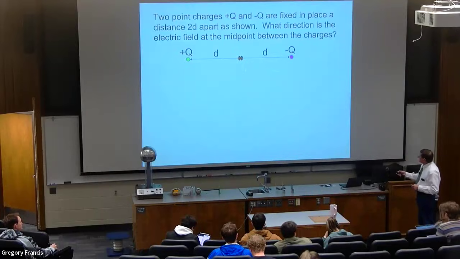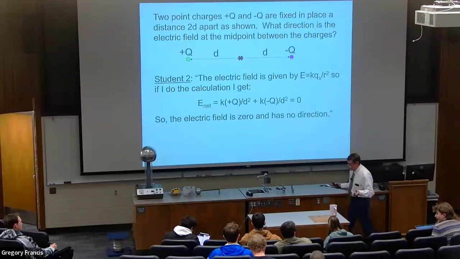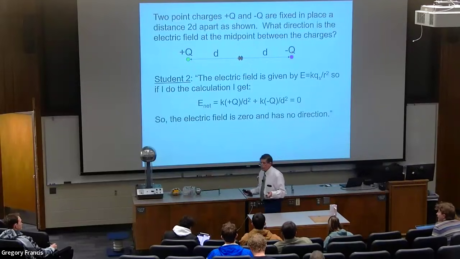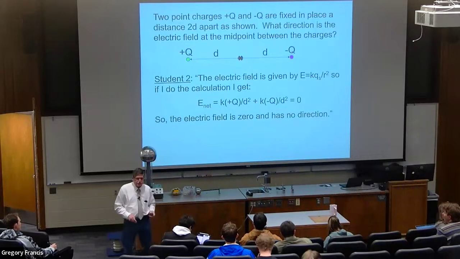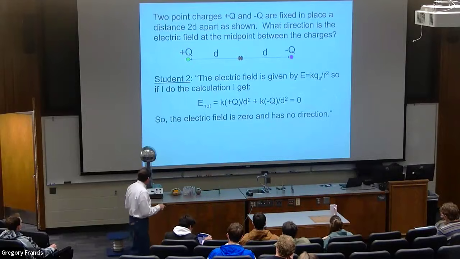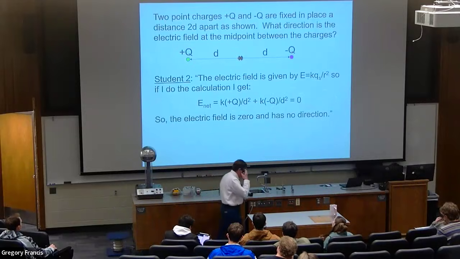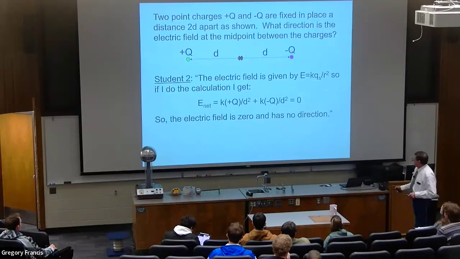What direction is the electric field at the midpoint between the charges? Now, you came to believe in Physics 105 that student 1 is always wrong. And that's pretty accurate. Okay, so I put student 2 here. The electric field is given by this formula. So if I do the calculation, I put the plus Q in there and the minus Q in there, I get 0. So the electric field is 0 and has no direction. Wrong or sick and wrong? Sick and wrong, yeah.